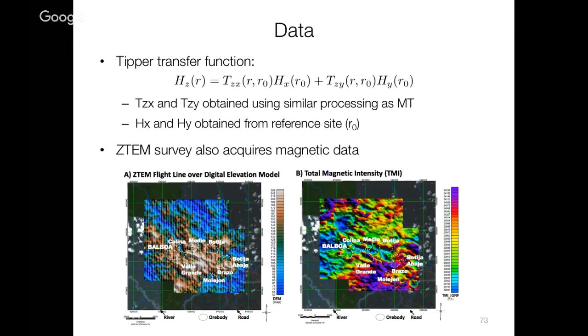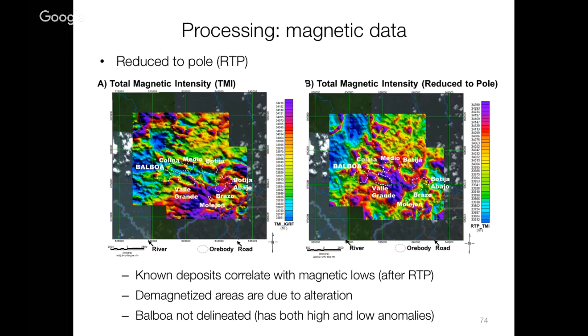So here's our Chipper. It looks like this. And these are obtained through a process that was similar to what we talked about in MT processing. This plot here is just the elevation model. And then here is the total field magnetic intensity. Remember, you're trying to look for regions of low magnetism. So this is the TMI map, and then it's reduced to pole.